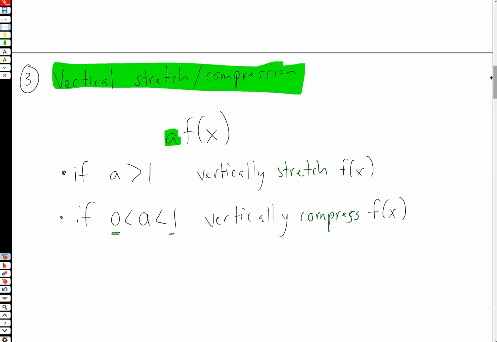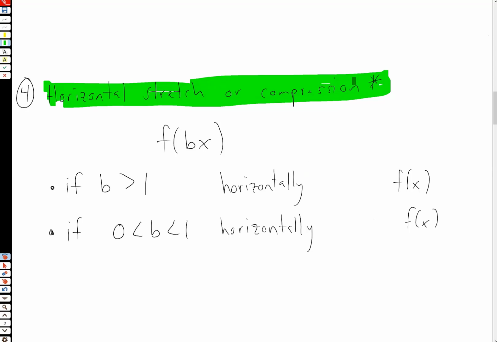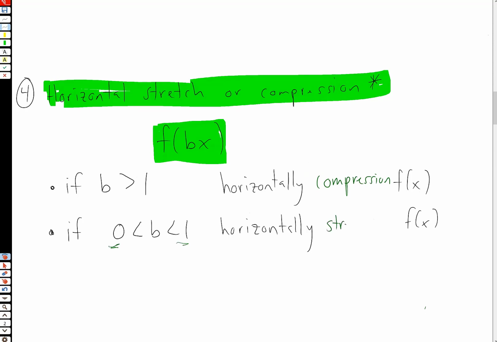Now, like we had with shifts, we also have horizontal stretch and compressions. And again, you want to be careful with your horizontal transformations. Now, the way we horizontally stretch or compress, we multiply our input directly by some constant. So f of b times x. Now, if b is greater than 1, again, this is a little backwards. If b is bigger than 1, this is actually a horizontal compression. And if b is between 0 and 1, this is a horizontal stretch.